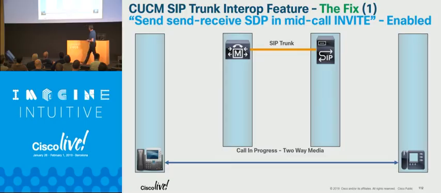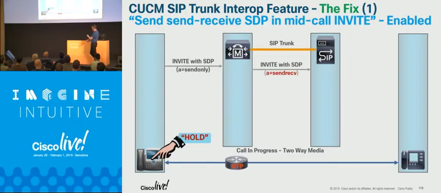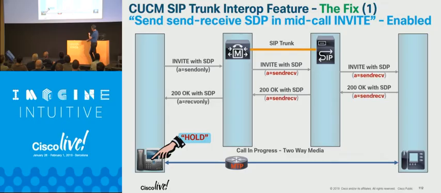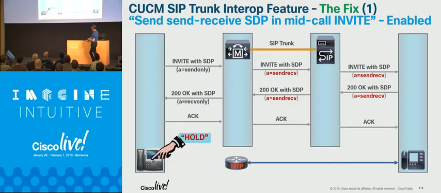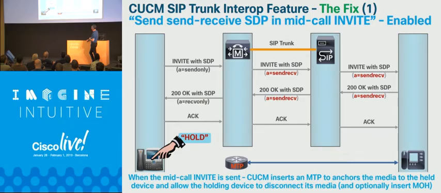The way that we fix that is you check the box, send receive and mid-call invite. Now you're going to insert an MTP. You do a=sendrecv here, that goes all the way back, and you ACK that back. Now you tear down the media between this device and hold up the media out here. So you're keeping the media established between the distant phone and this MTP while you place the user on hold. They're not hearing the media coming from this device. It's just terminated on an old device here. Nothing's coming to this user.